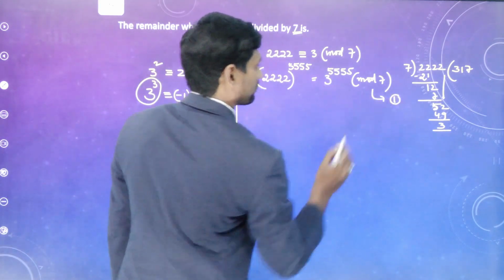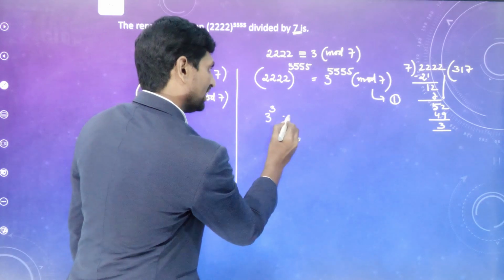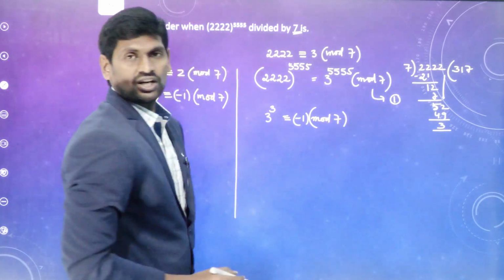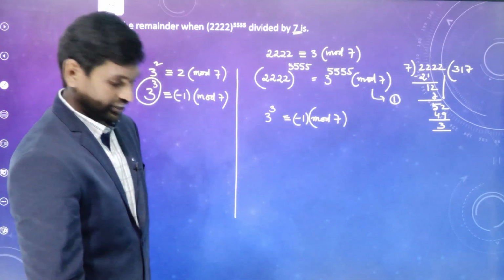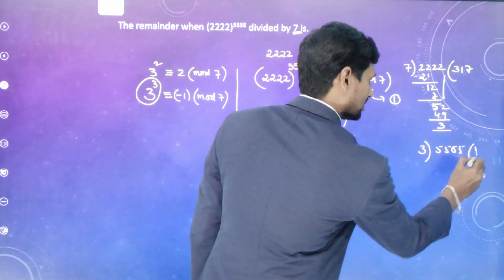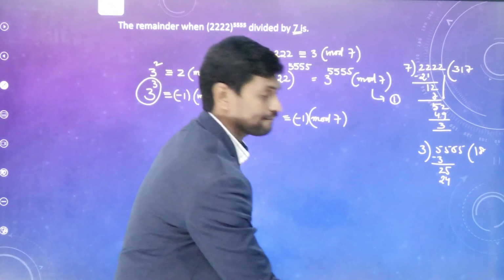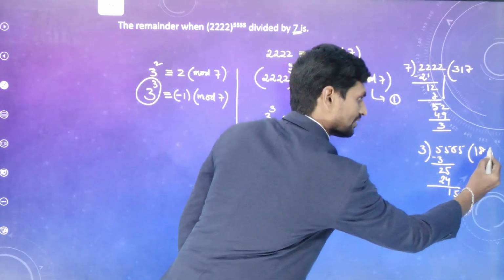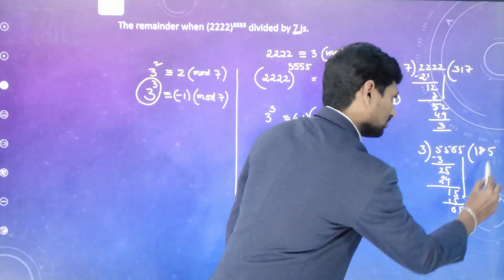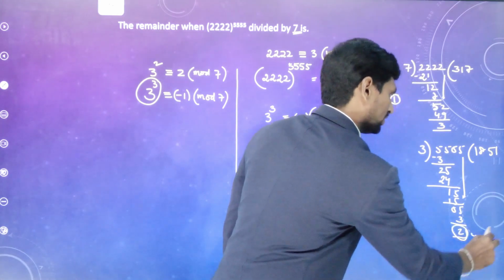The remainder is minus 1. Now I am taking 3 power 3 is congruent to minus 1 mod 7. Now extend up to 5555. 3 table, 5555, how many times? 3 ones are 3, 3 eights are 24, again 1 remainder, 5 down, 3 fives are 15, again 0. Here we got 2 as the remainder.